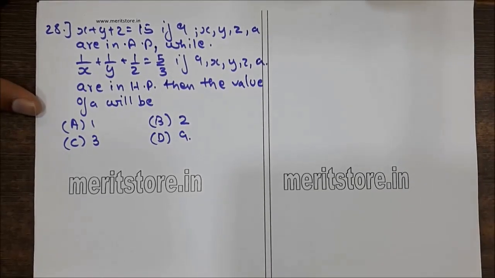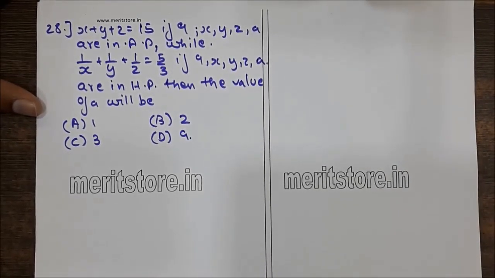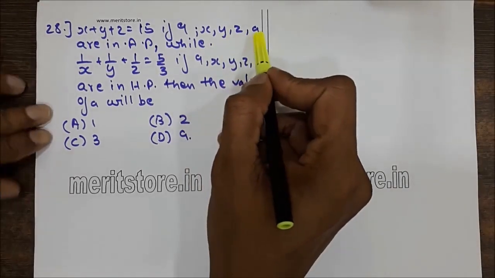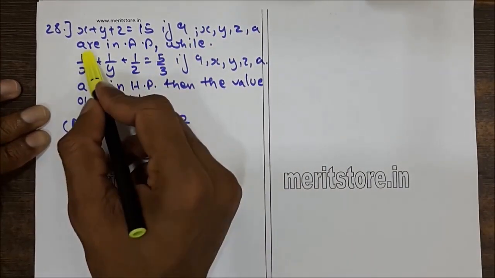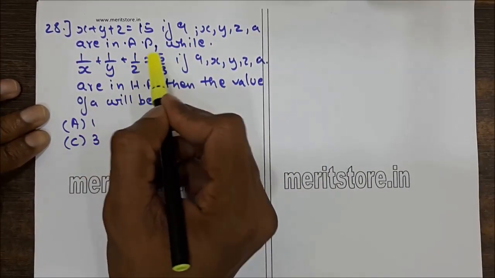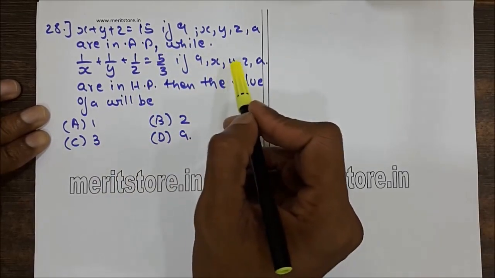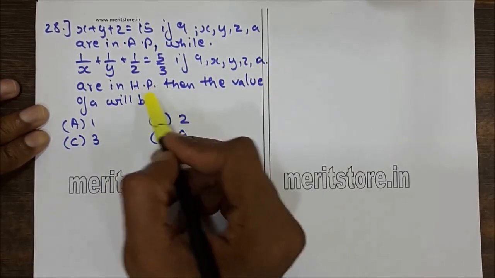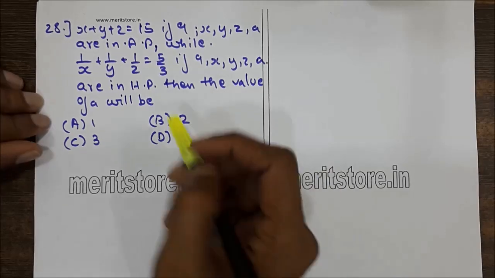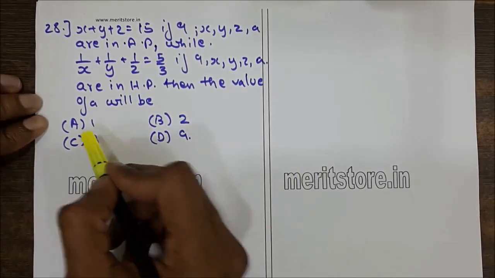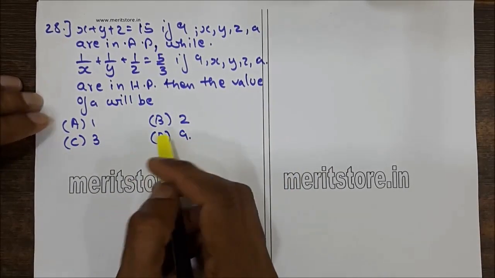Question 28. x plus y plus z is equal to 15 if 9, x, y, z, a are in AP, while 1 upon x plus 1 upon y plus 1 upon z is equal to 5 by 3. If 9, x, y, z, a are in HP, then the value of a will be. We have four options: A 1, B 2, C 3 and D 9.